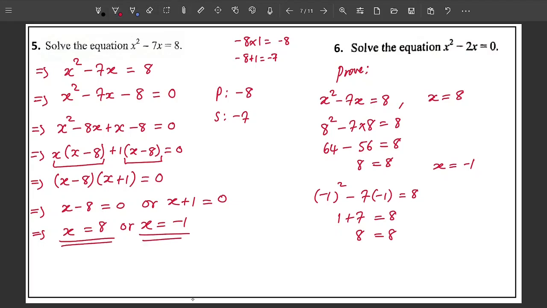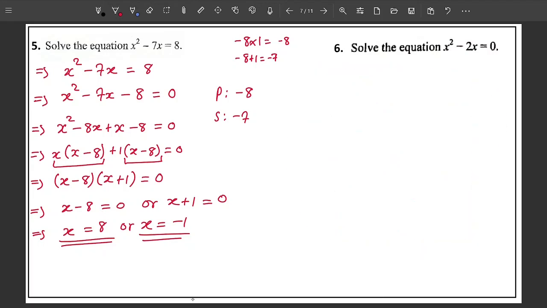So let's continue. Now let's solve this one. It is simple. We have x to the power 2 minus 2x is equal to 0. We'll factorize this right away. x is common, so open brackets: we remain with x minus, here we remain with 2, close brackets, equals 0.